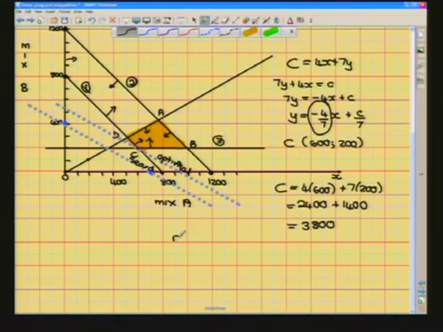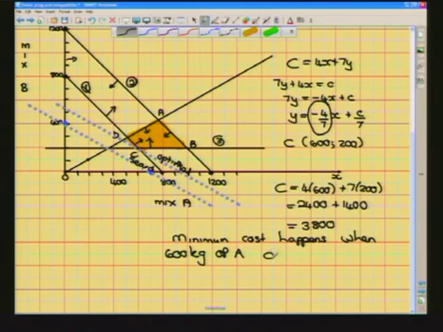And this minimum cost happens when 600 kilograms of A and 200 kilograms of B are put into my mixture. Okay, so now you can start to see and appreciate that this section has a lot to do with real life. And it was actually quite interesting.